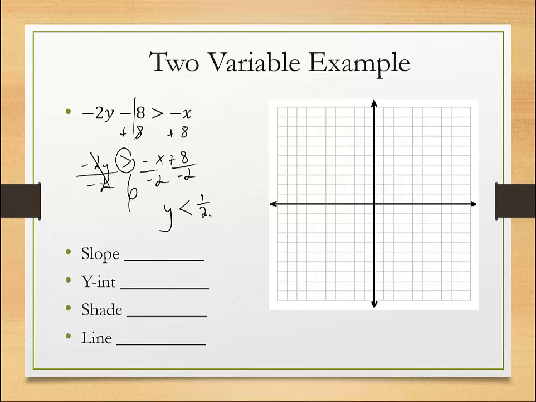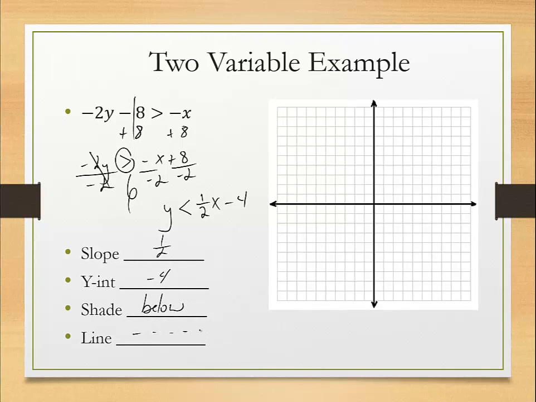1/2 x minus 4. So now your slope, y-intercept, shading, line. So your slope will be 1/2. Your y-intercept will be negative 4. Your shade will be, it's less than, so it'll be below. And your line is going to be a dashed line because it's less than. It's not equal to.